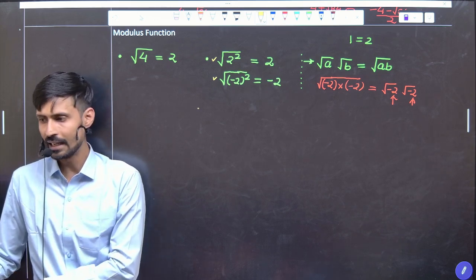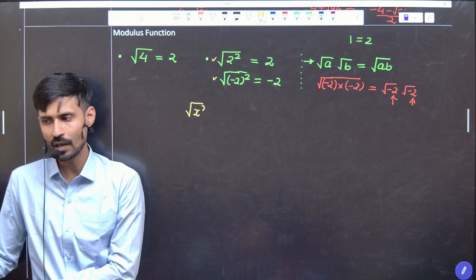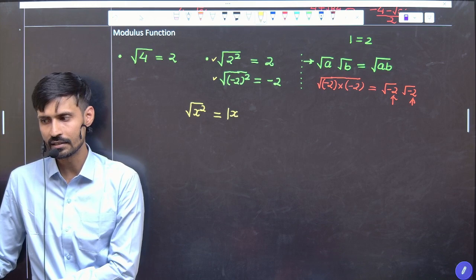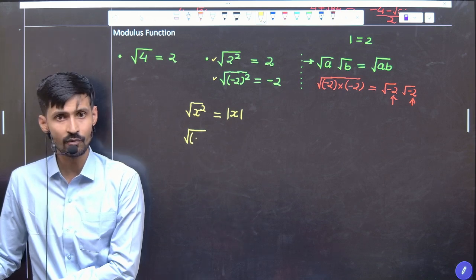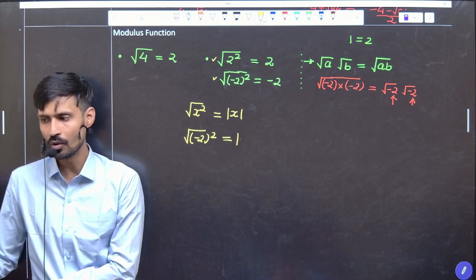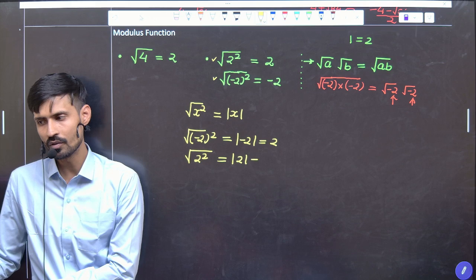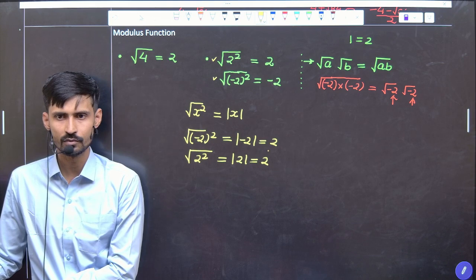Okay? And they said, suppose one number x is there and you are writing the square root of x squared. Then you have to write mod x. So if someone is writing the square root of (-2) squared, what will be the answer? Mod of -2. And what is mod of -2? 2. And if someone is considering 4 as 2 squared, what will be the answer? Mod of 2. And what is mod of 2? 2. See, in both cases we are getting the same answer, 2 and 2.